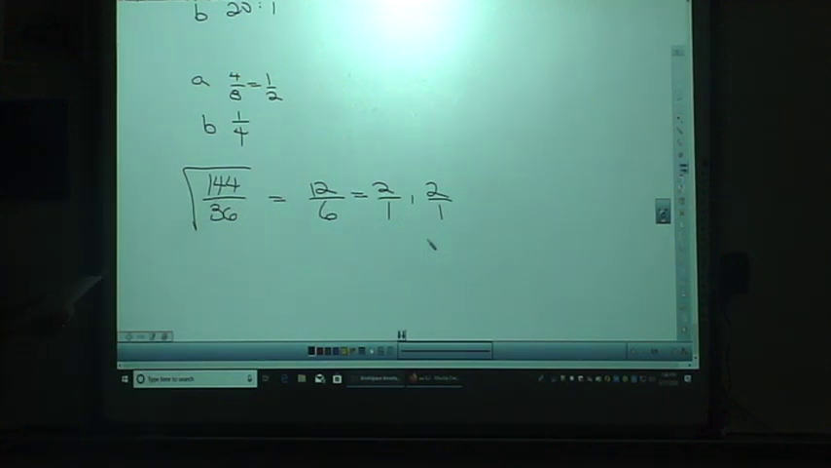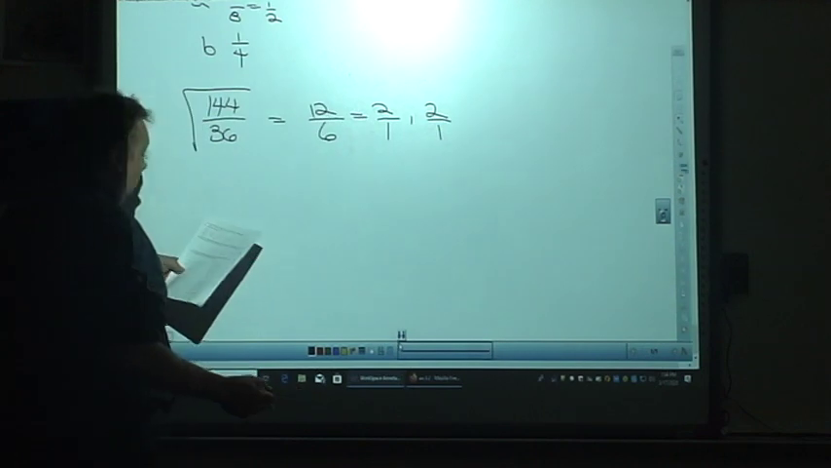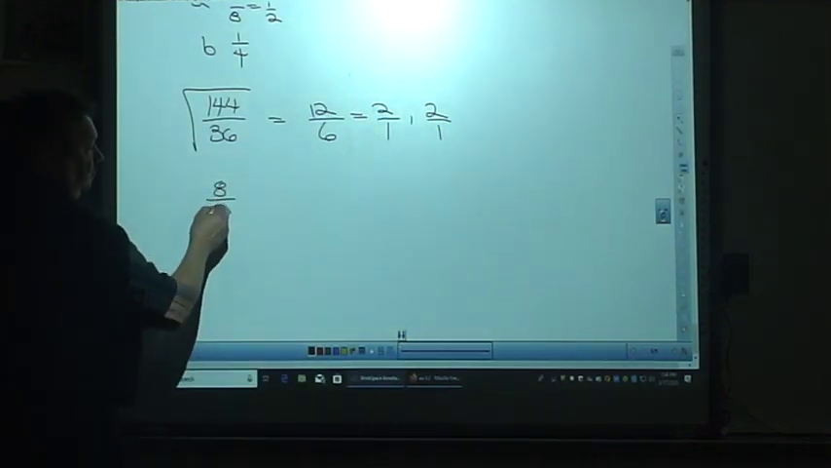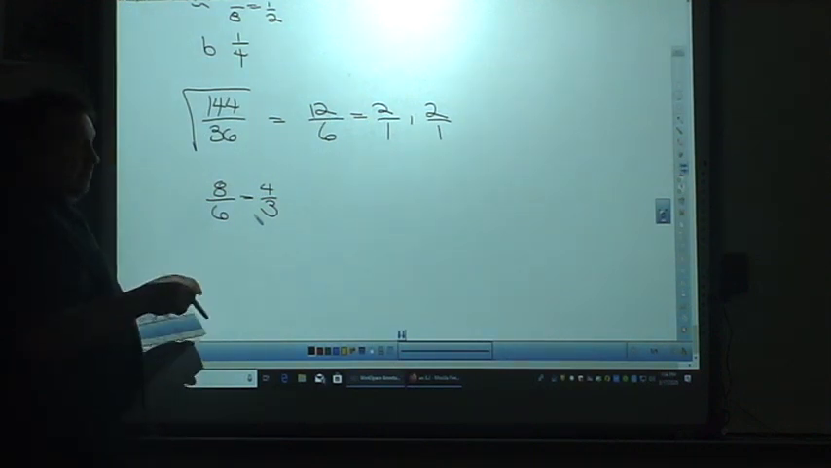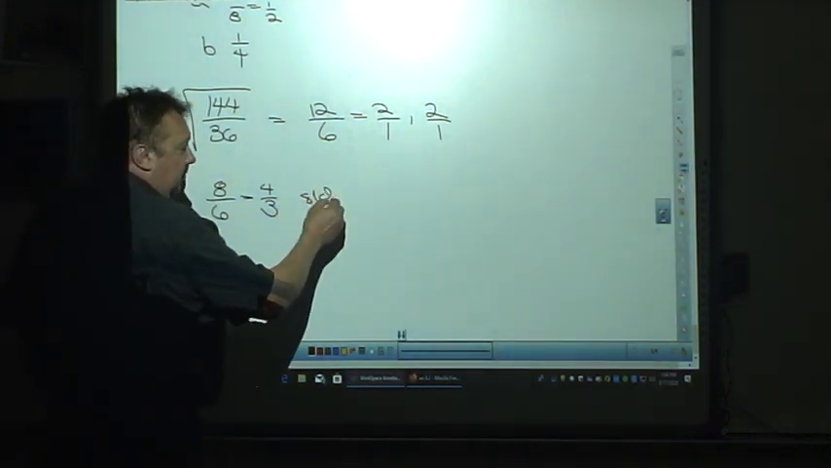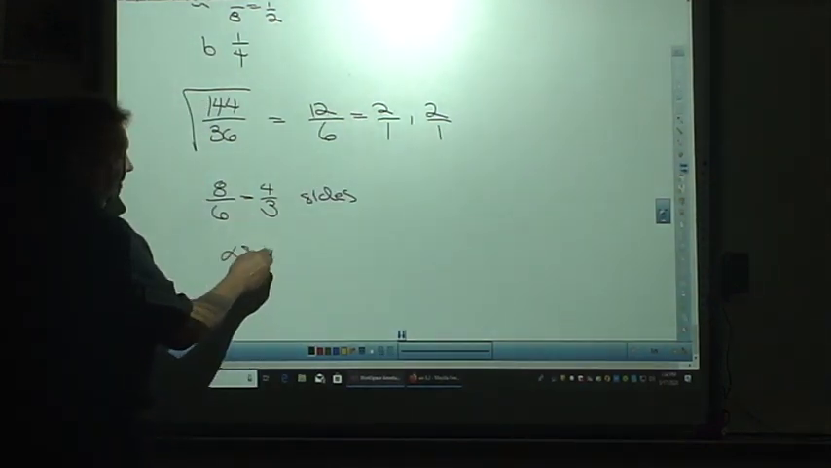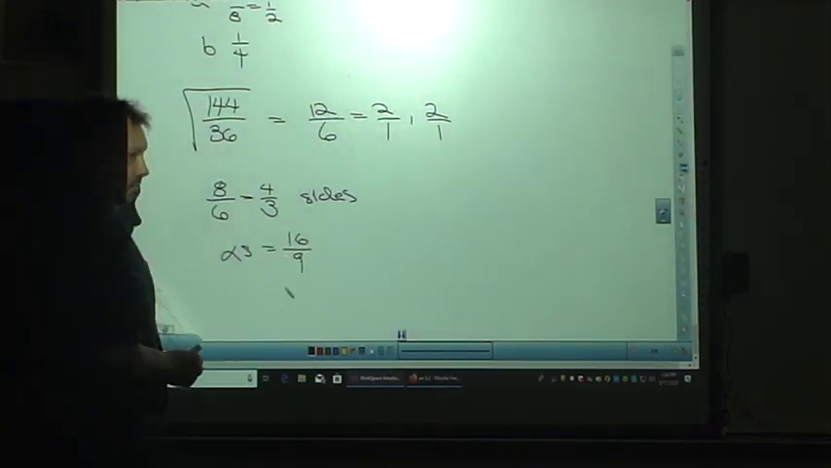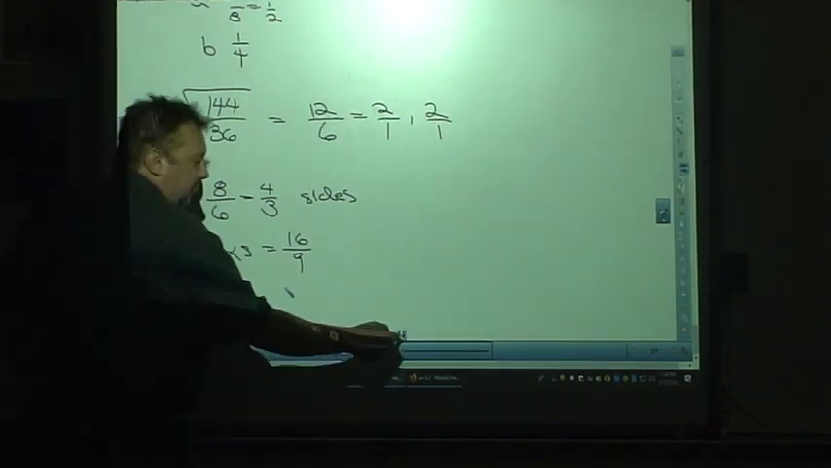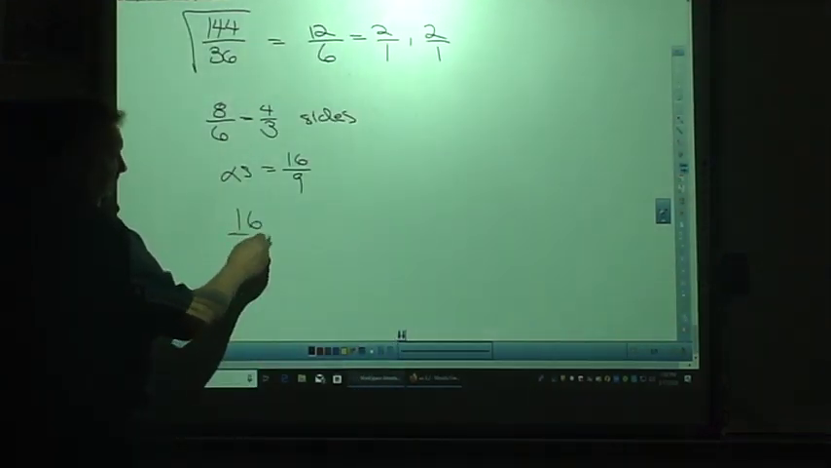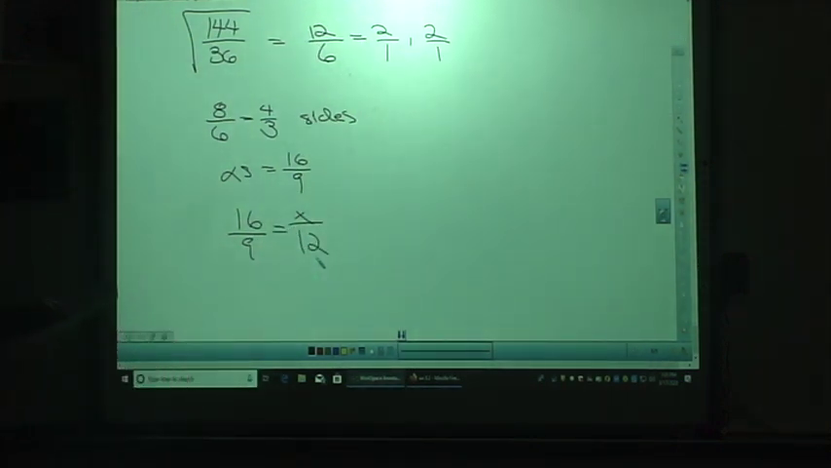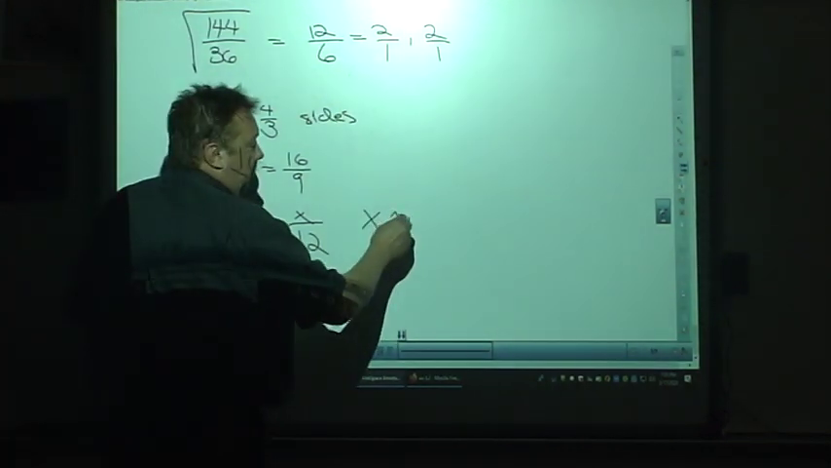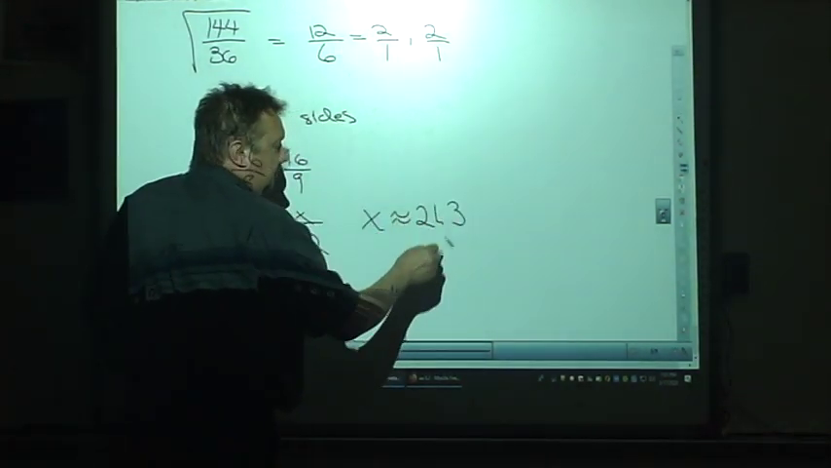On the next page, you have 8 to 6, which will give you 4 to 3. Now again, that's the ratio of the sides. So the areas ratio is going to be that squared. Once you have the ratio of the areas is 16 to 9, set that up as 16 to 9 equals x over the area of the one you know, 12. It's the smaller one, and x will be approximately 21.3.